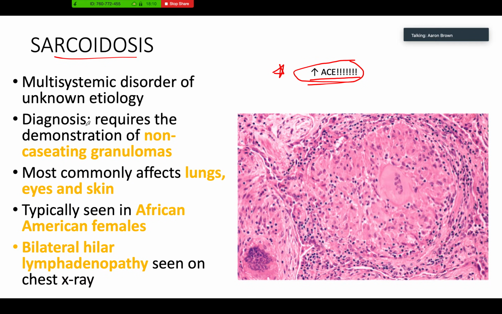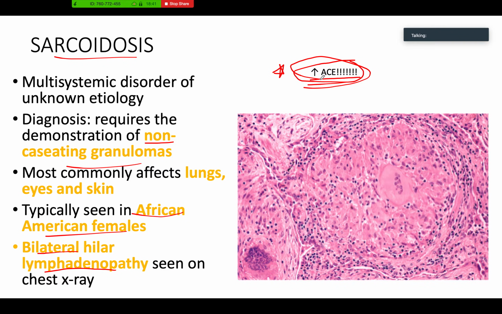Or they can give you all of these things, right? They can describe these non-caseating granulomas. They'll tell you it's an African American female. They'll tell you this, and then all of your answer choices will be A, elevation in troponin, B, elevation in something, C, elevation in something else, and then D, elevation in ACE. And then you'll need to select elevation in ACE. It doesn't make sense. What does this have to do with these granulomas? Who knows? Don't worry about it. This is going to be your answer.